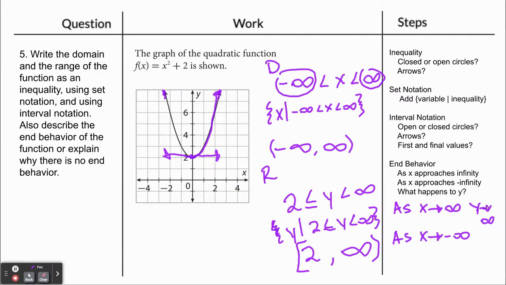Sorry that I'm getting a little bit cramped here. For the second one, as x goes towards negative infinity, it also looks like the y value is going up, so y goes towards infinity. So our end behavior is set as x approaches infinity, y approaches infinity. As x approaches negative infinity, y approaches infinity.